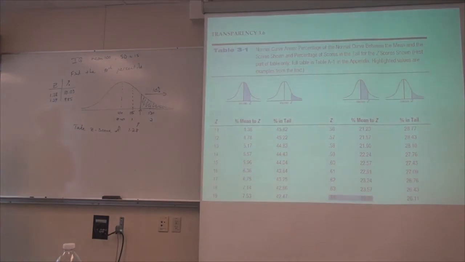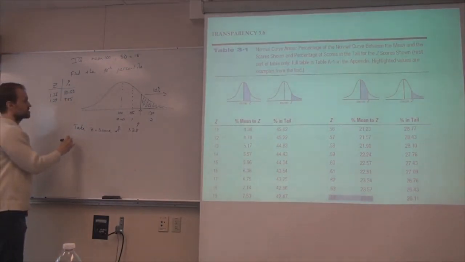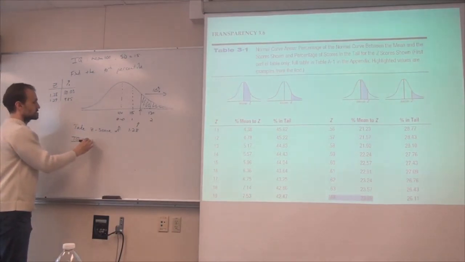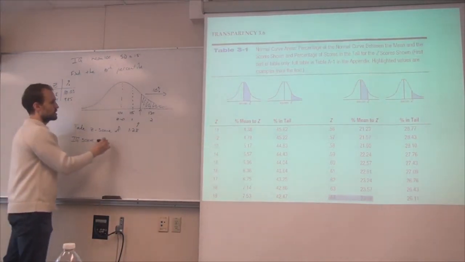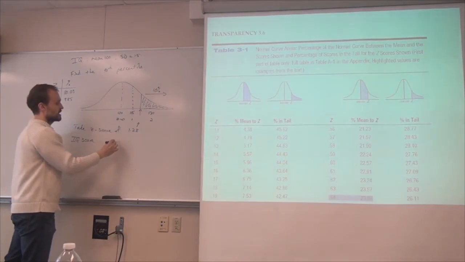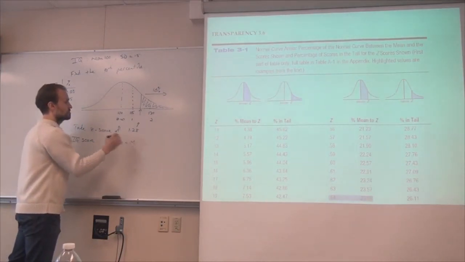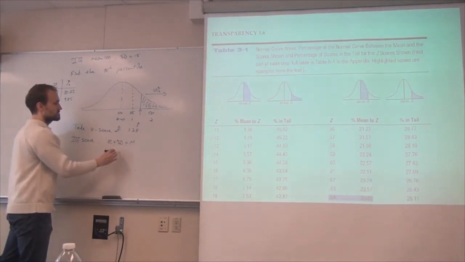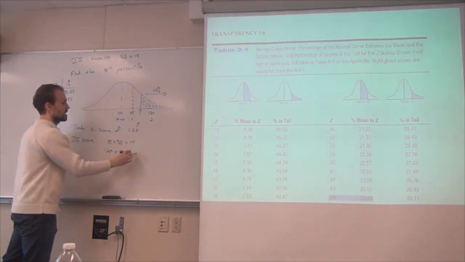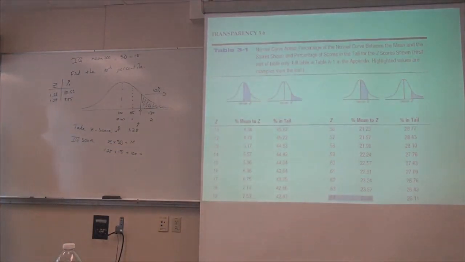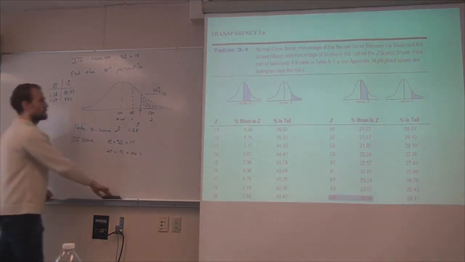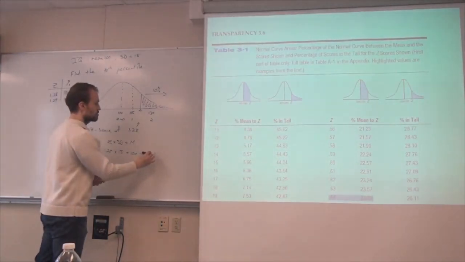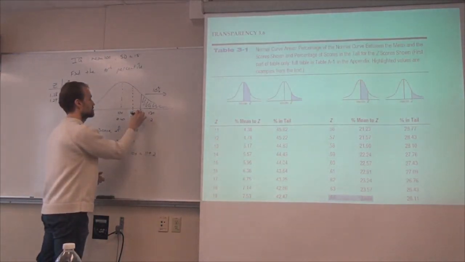Now I want to find the corresponding IQ score. So the IQ score that corresponds to this will be my Z value times my standard deviation plus the mean. So it'll be 1.28 times 15 plus 100. What do I get? 119.2.